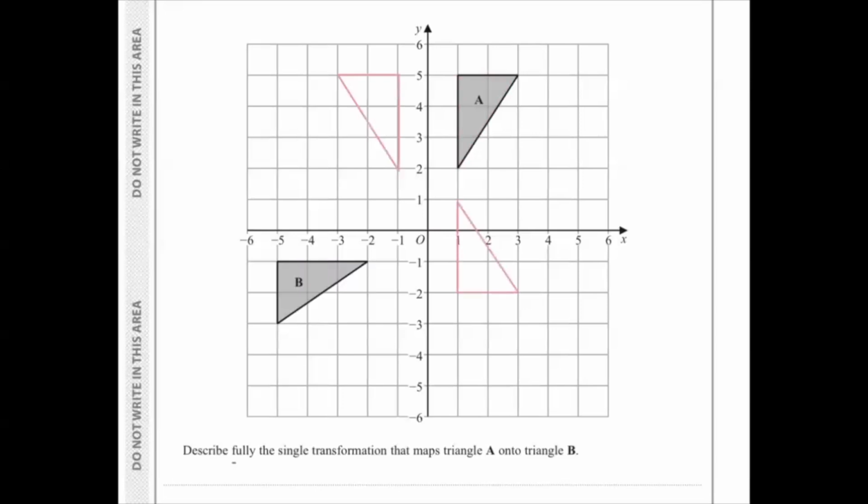So that leaves diagonal lines. And that is what's happening in this particular question. We have a reflection in y equals minus x. So that's what we would write down.